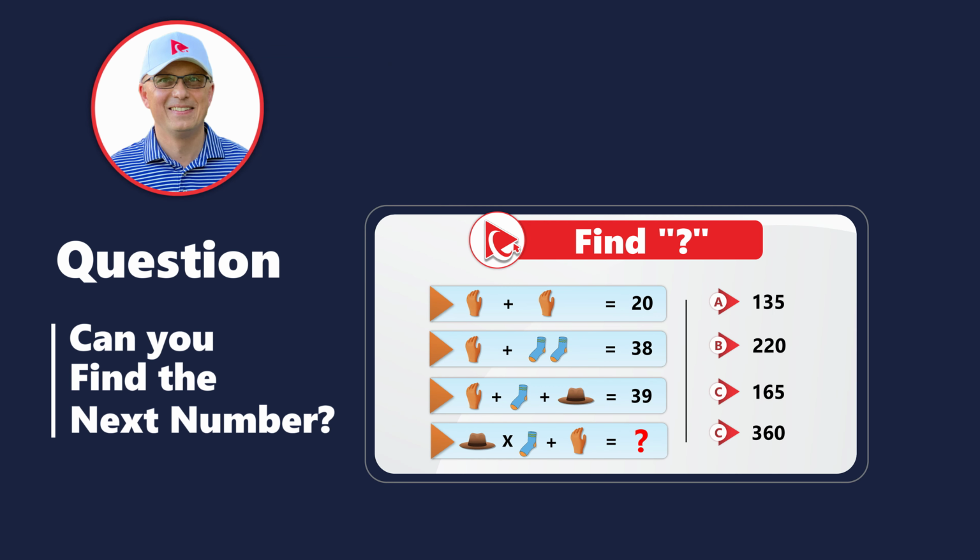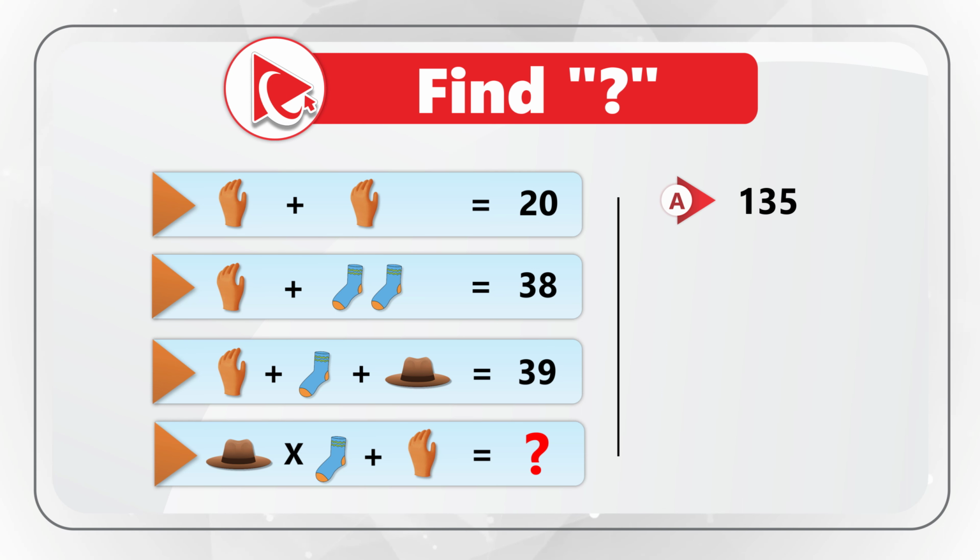You need to calculate and select the missing number out of 4 possible choices. Choice A, 135. Choice B, 220. Choice C, 165. And choice D, 360. Take a close look to see if you can use your mental powers to calculate the missing number.